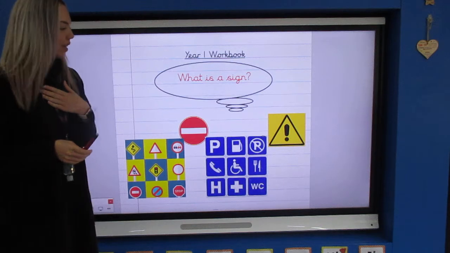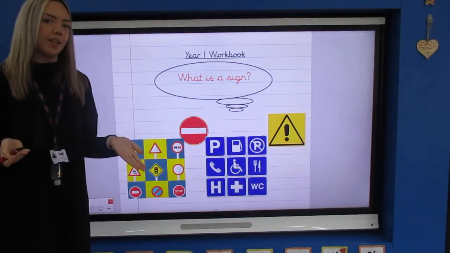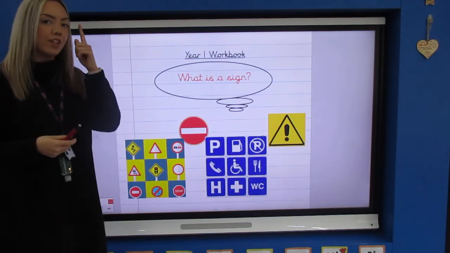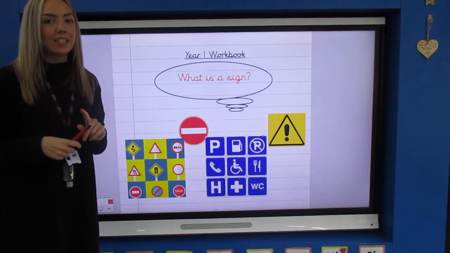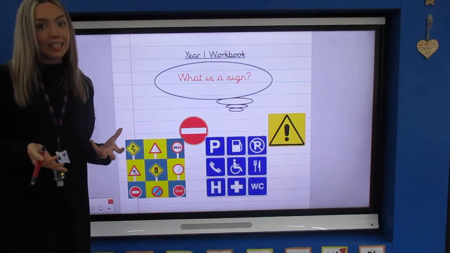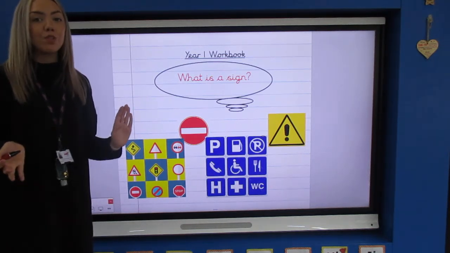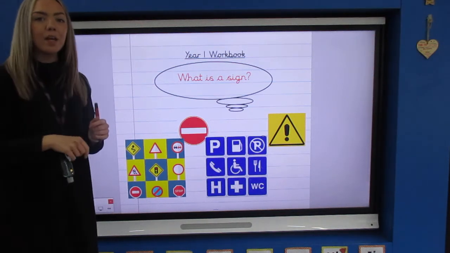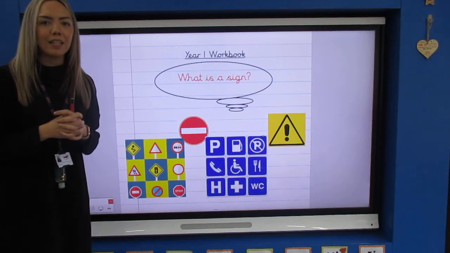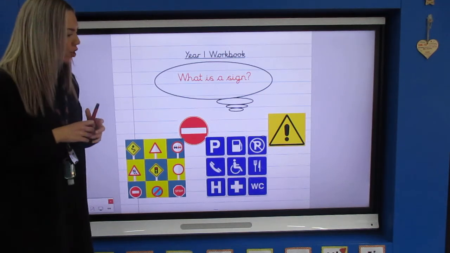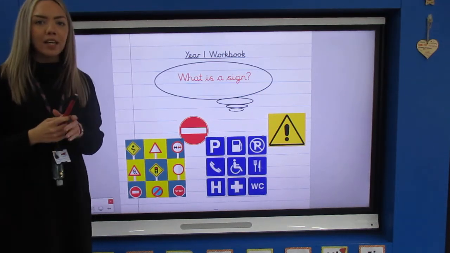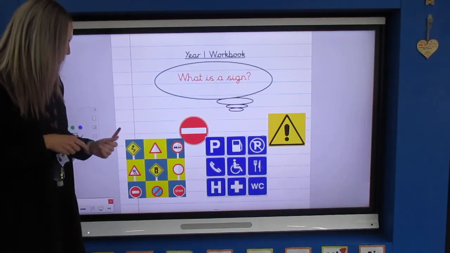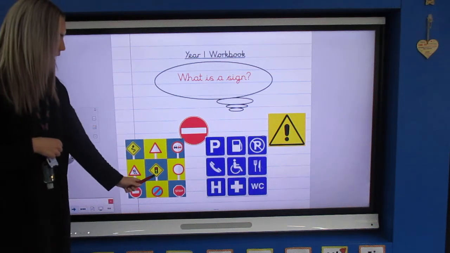So I know that a sign, it tells us something, okay, and it helps us, and they are always a visual, okay. So it means that even if you can't read, or you haven't got the time to read because sometimes they are on a road and we can't stop and read things, we just need to look at them, and by looking we'll know what they mean and what they are trying to tell us, okay? So a sign, anybody can look and they will know what it means, okay?